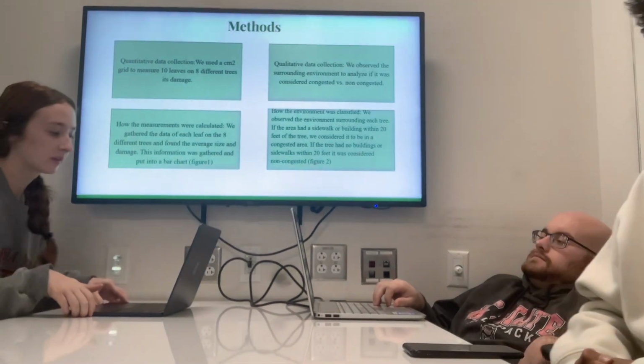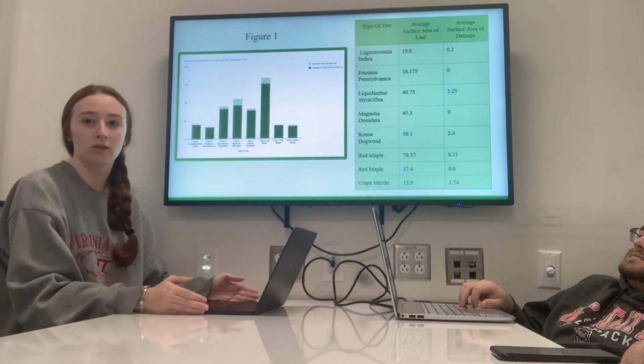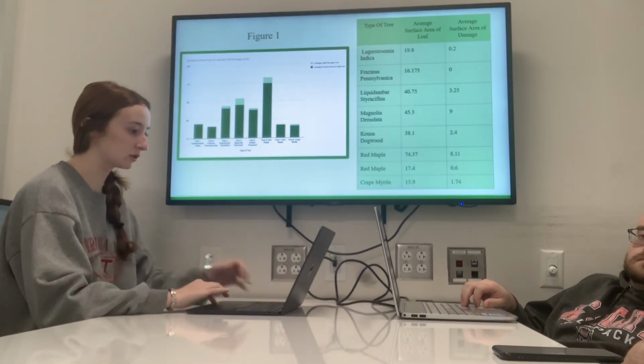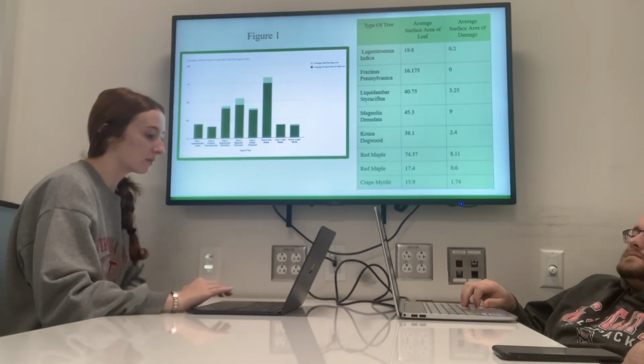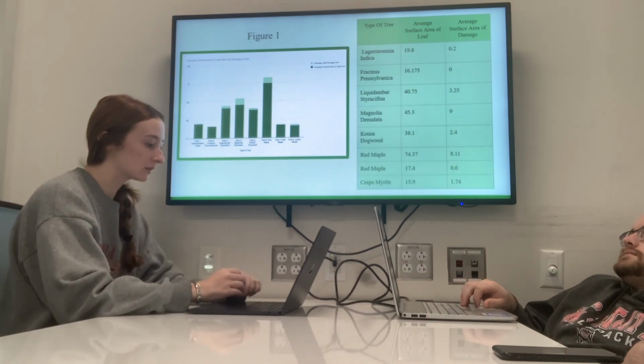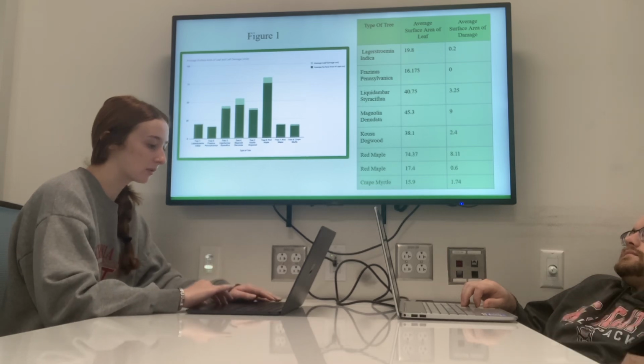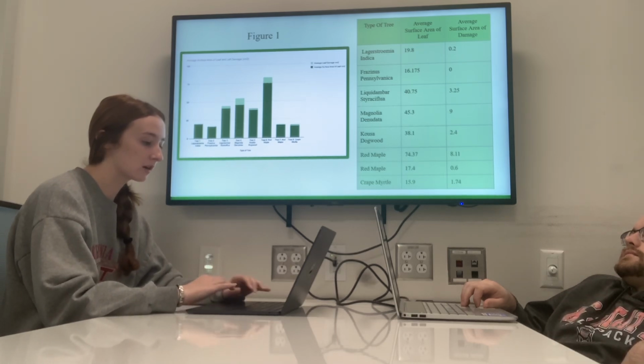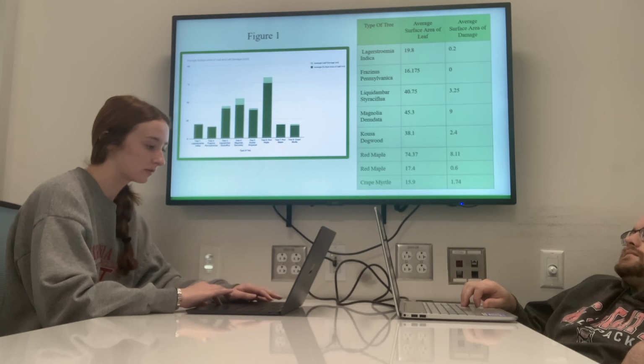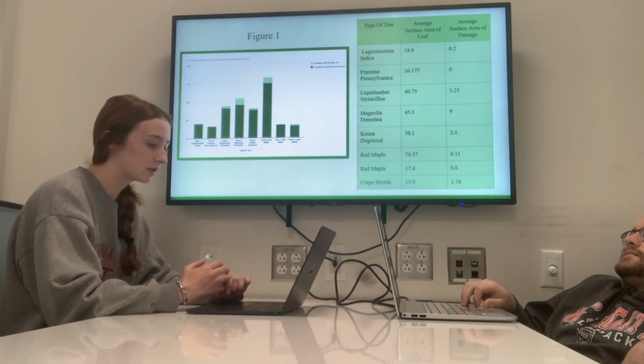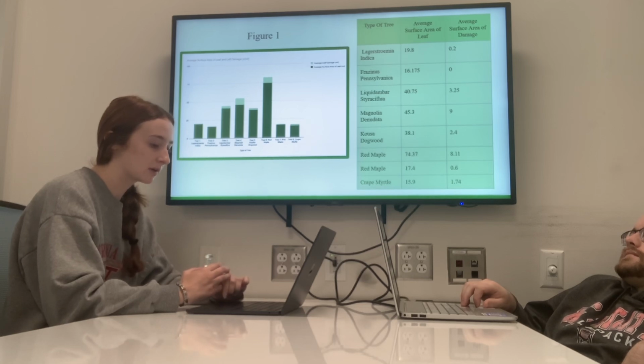And on to our results. So for our results, we gathered all of our data and put it into a bar chart. For Figure 1, our data table illustrates the average leaf surface area of each tree in relative comparison to the surface area of the herbivory and damage done to each leaf. The quantitative data in this chart is represented by the measurements of the leaves and their damage. Each of these measurements was taken in centimeters squared.